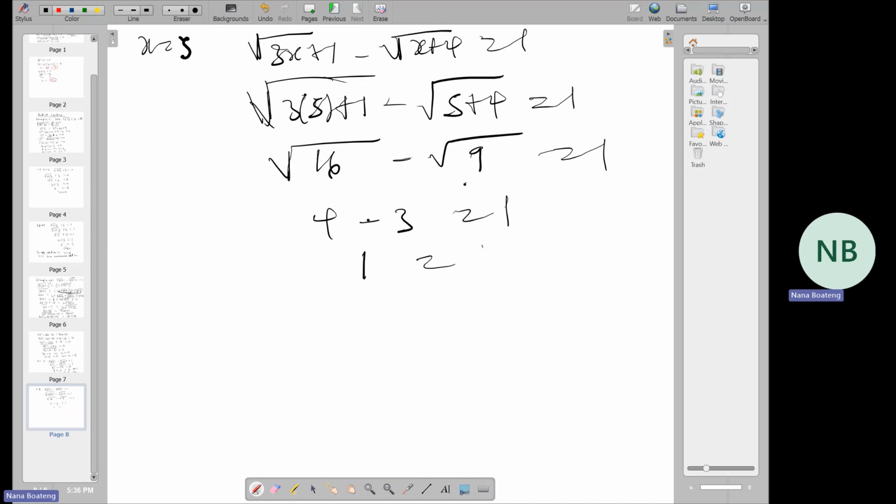So this is true. So that means x is equal to 5 is the only solution.